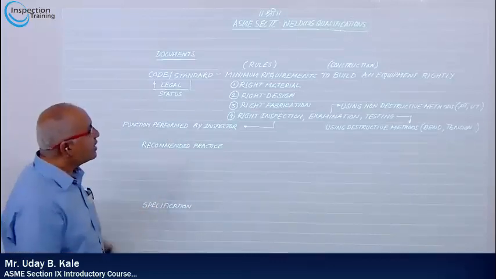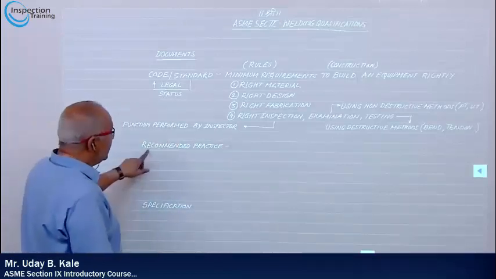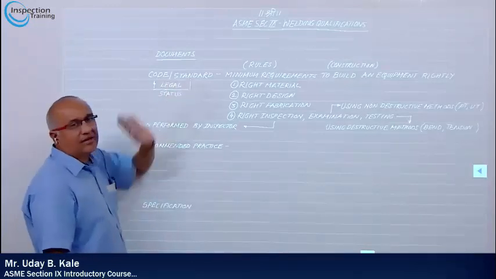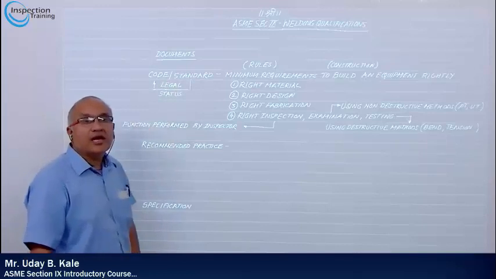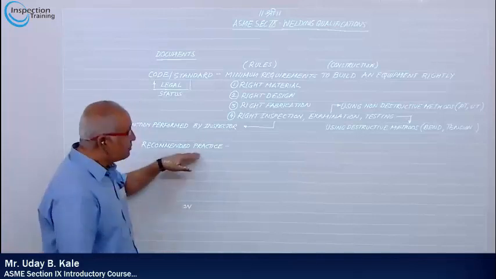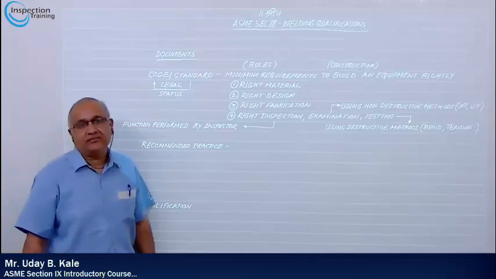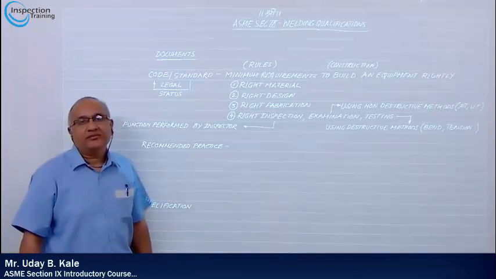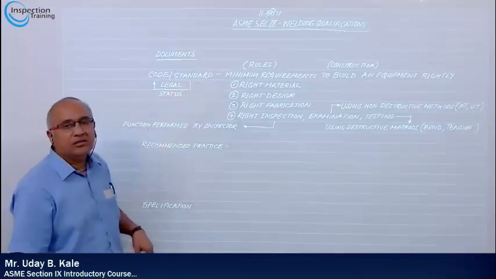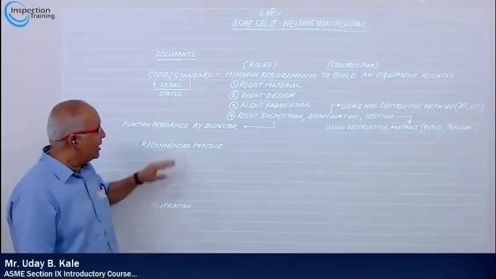The second document is recommended practice. Basically this recommended practice is a document which complements the code or standard. Because a code or standard will give you rules, what to do and what not to do. But recommended practice will give you how to do it. So that is the basic difference. Do's and don'ts, what to do and what not to do, are rules. But how to do it is basically given by recommended practice.